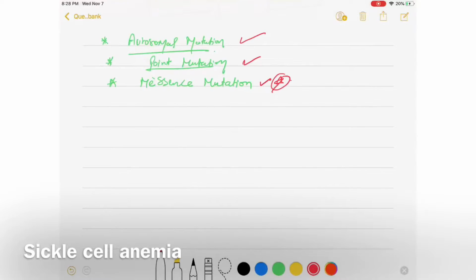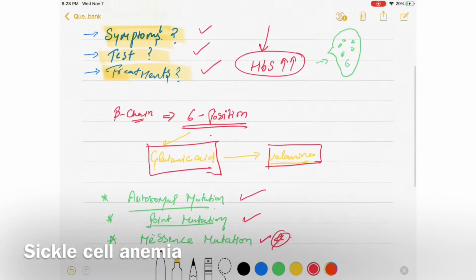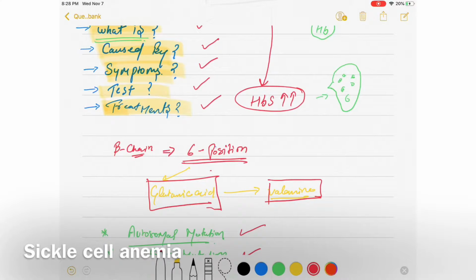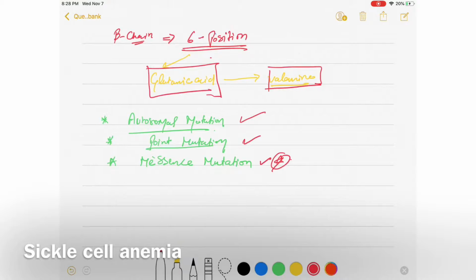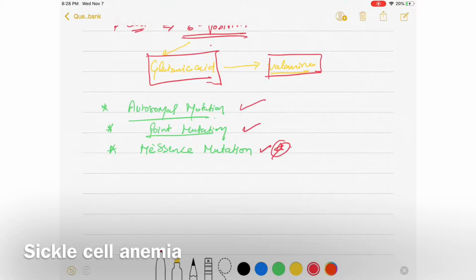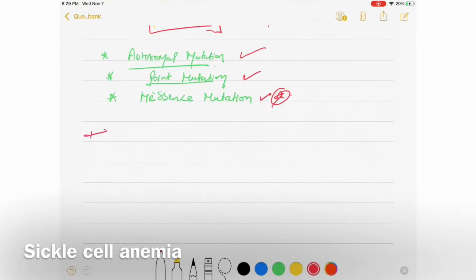Next, think about the clinical representation of this disease. We have mentioned the causes; now we are going to discuss the symptoms of sickle cell anemia. The patient has severe pain, a crisis. This severe pain mostly occurs at the thigh bone and backbone.